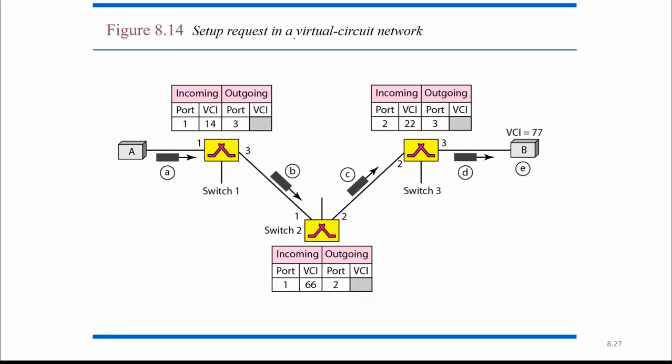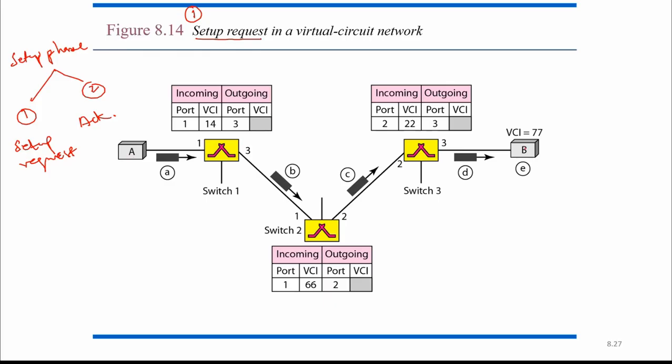So here we have seen that it has 3 different phases: the setup phase, then data transfer, and then the teardown phase. The setup phase is further divided into 2 different steps. The first one is called the setup request, and the second one is the acknowledgement. How the setup request is done in a virtual circuit network, we will just see.